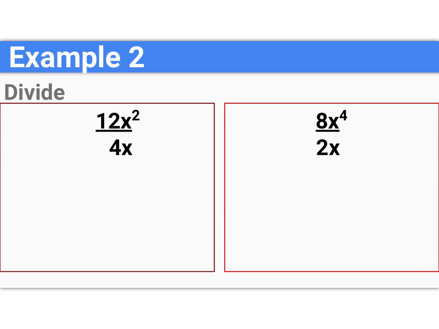Now when dividing, it's the same operation. 12 divided by 4 is 3. When you divide, you subtract the exponent. So 2 minus 1 is 1, so it's x to the first. 8 divided by 2 is 4. x to the fourth divided by x to the first is x cubed. And those were our 2 examples.